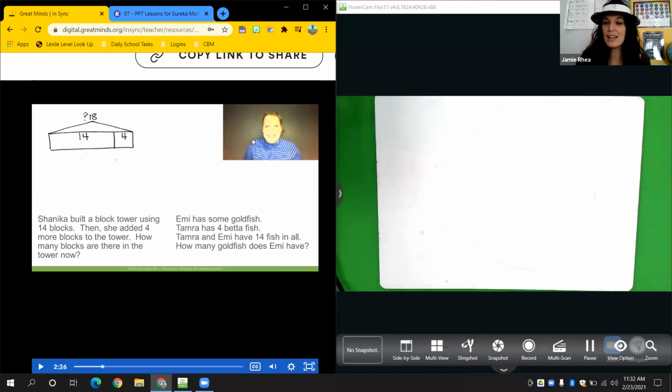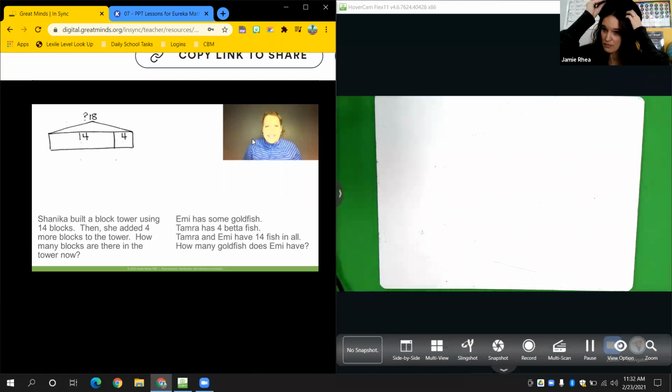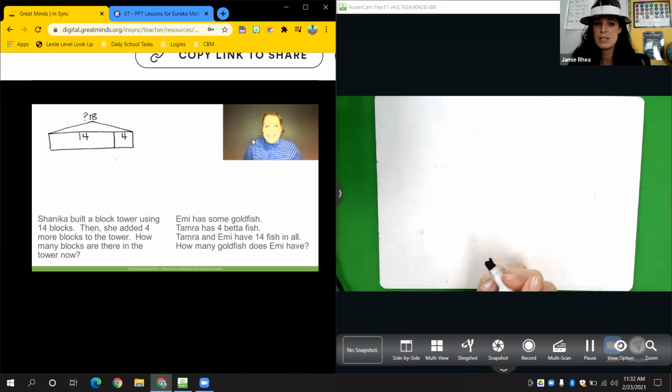So let's look at the first word problem she told us about Shanika. Shanika built a block tower using 14 blocks. Then she added 4 more blocks to the tower. How many blocks are in the tower now? So let's go back line by line. She built a block tower using 14 blocks.